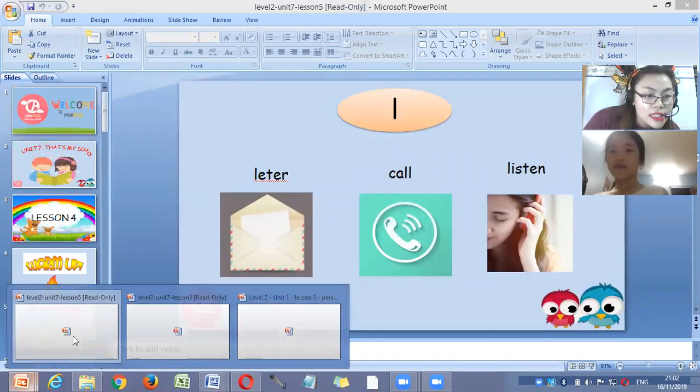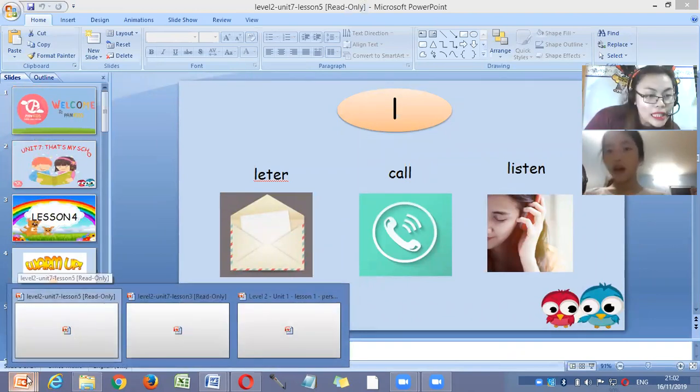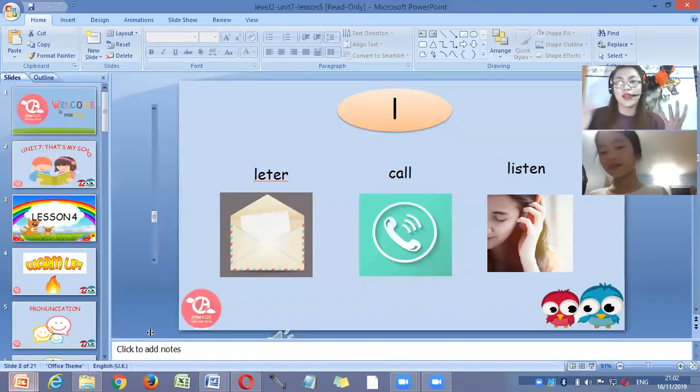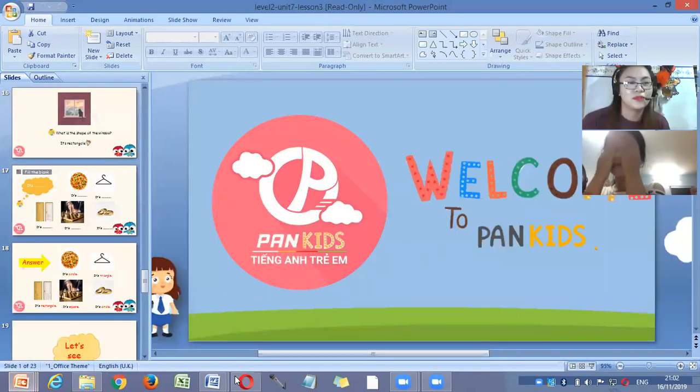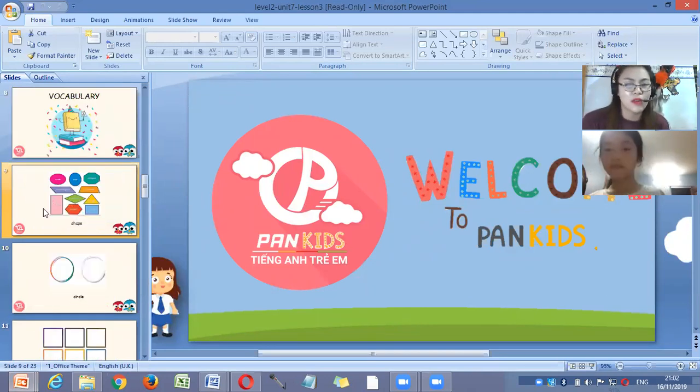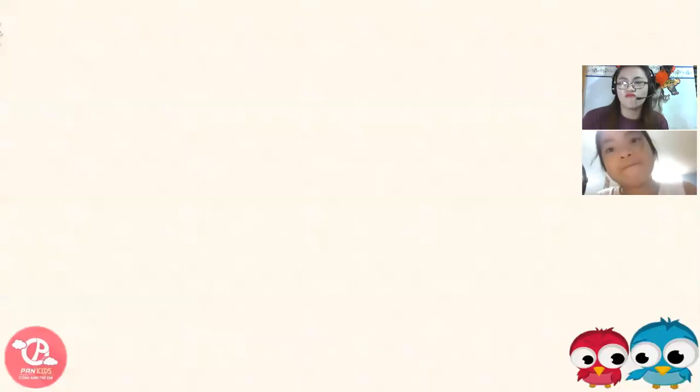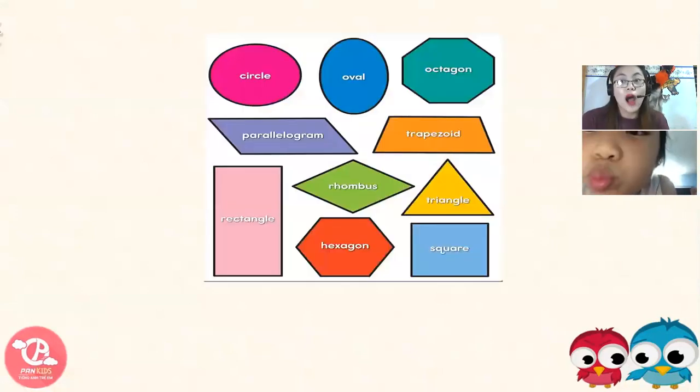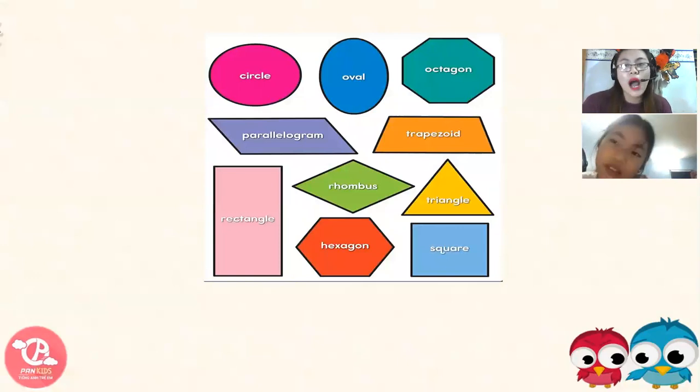Oh, wait, where is that? Oh, here we go. But let's review the shapes. Can you still remember the shapes? Oh, by the way, Sarah is not with us today. Sarah is busy. Okay, so here we go. Can you tell me what are the shapes of this?